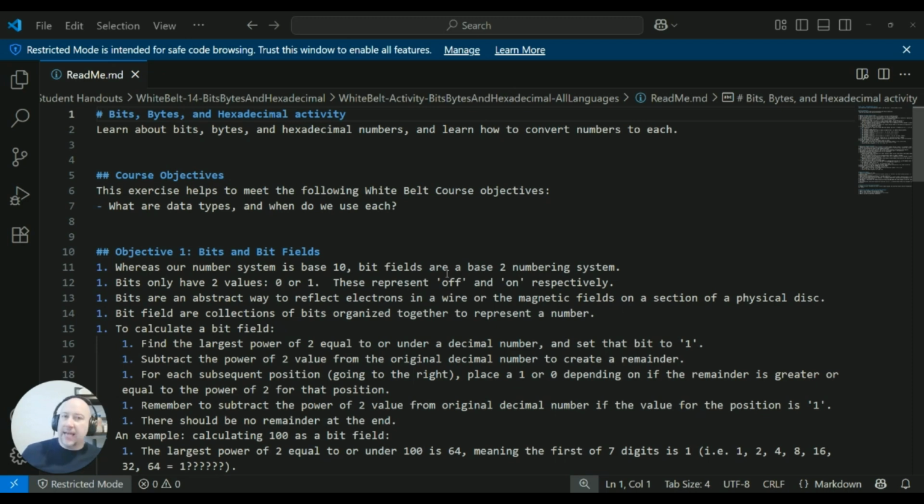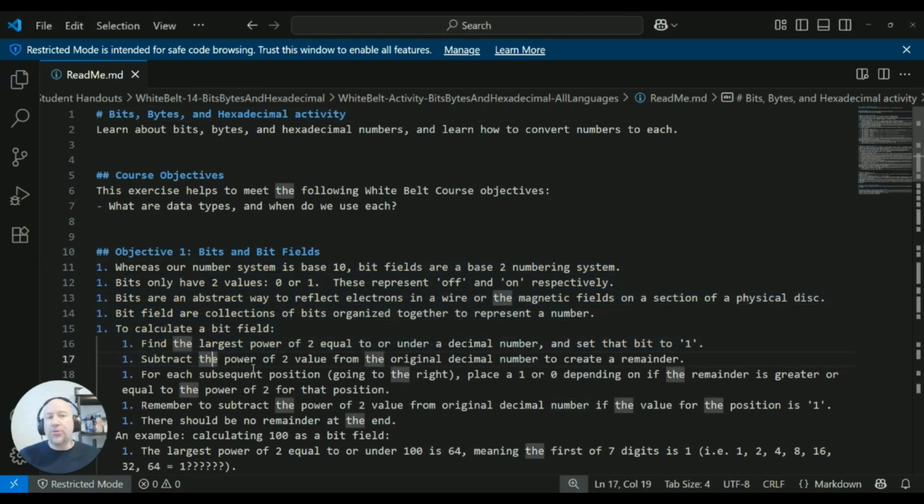This is the bits, bytes, and hexadecimal activity. This is not language specific, so this will be for all 4 languages because this is really about computers themselves. So we want to learn about bits, bytes, and hexadecimal numbers. I definitely encourage you to do a little research on your own, either before or after this video, to dive into it a little bit better.